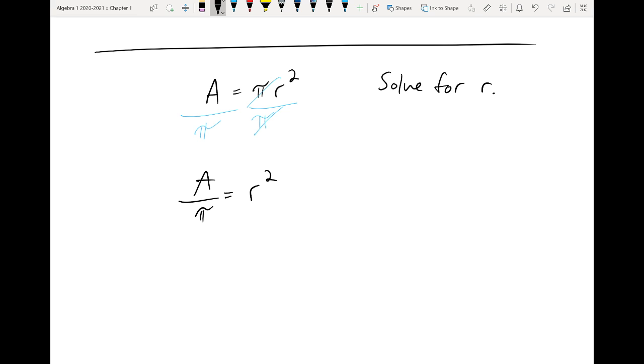Now, this is a review thing. How do we undo squaring something? Well, that's by taking the square root. So we are going to take the square root of both sides.